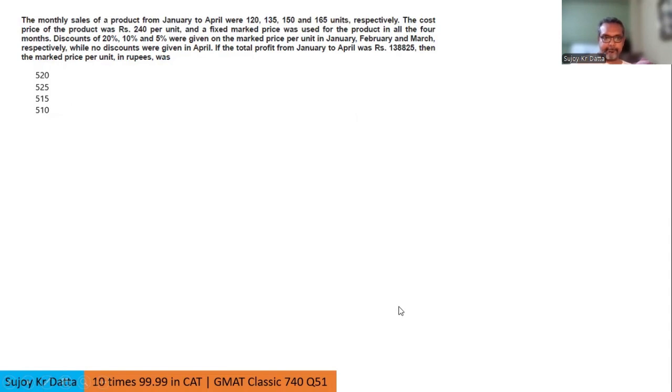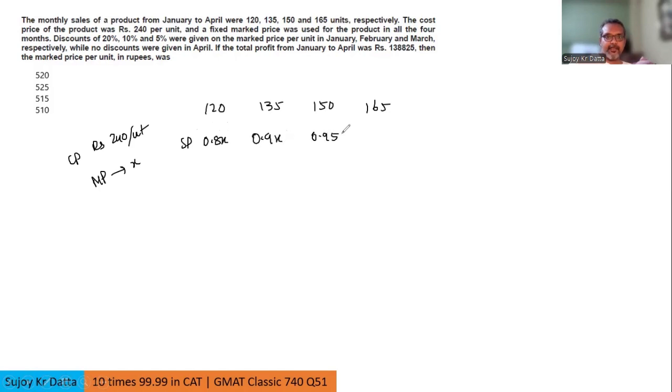So it says that the monthly sales of a product were 120, 135, 150, and 165 units. The cost price was 240 per unit, and the fixed market price was used for the product in all the 4 months. So there was some market price, let's say X, and the discounts were 20%, which means you have sold it at selling price 0.8x, 0.9x, 0.95x, and here it was just X. Okay. The total profit was 138825.